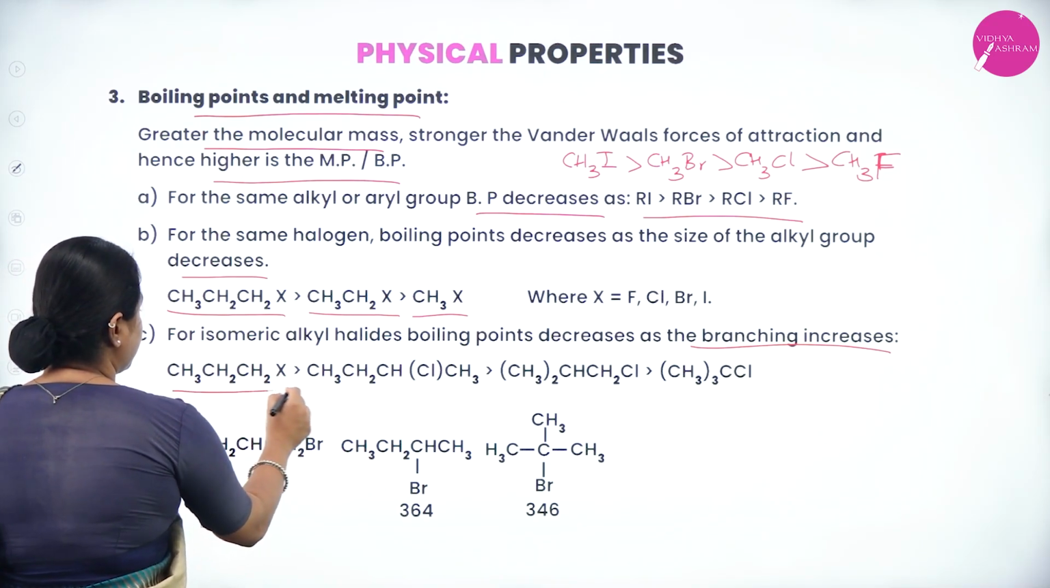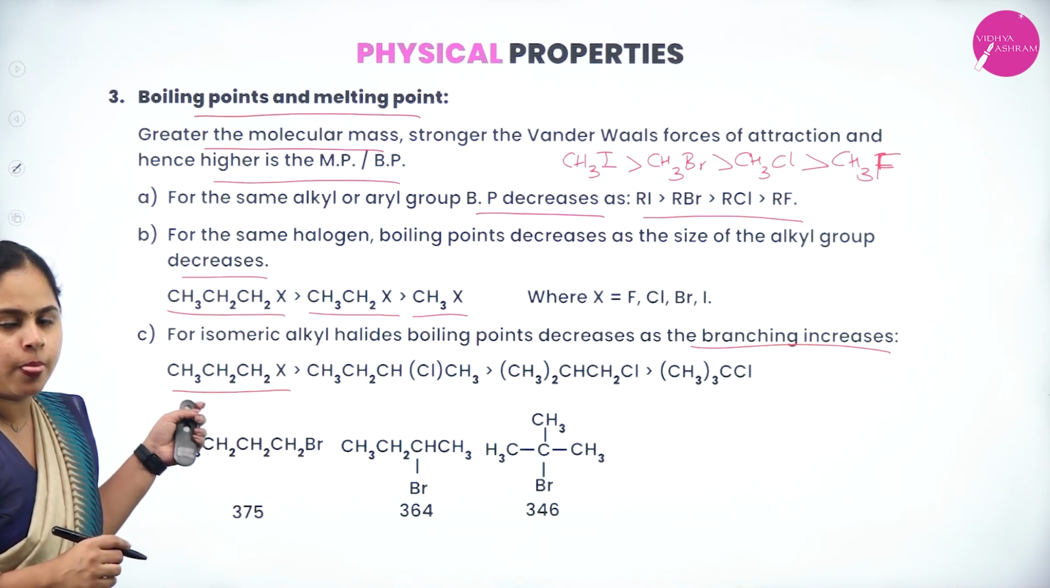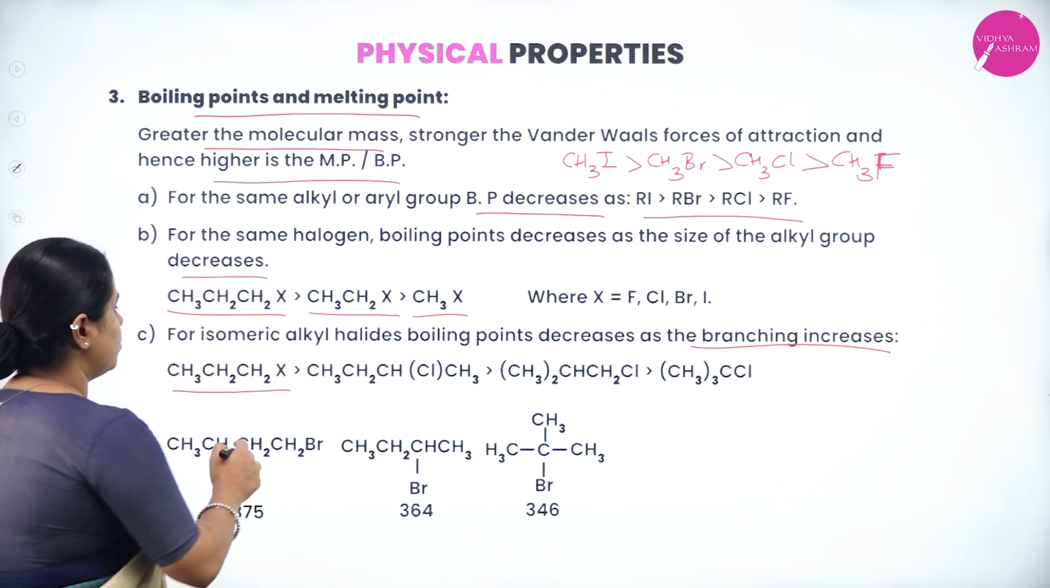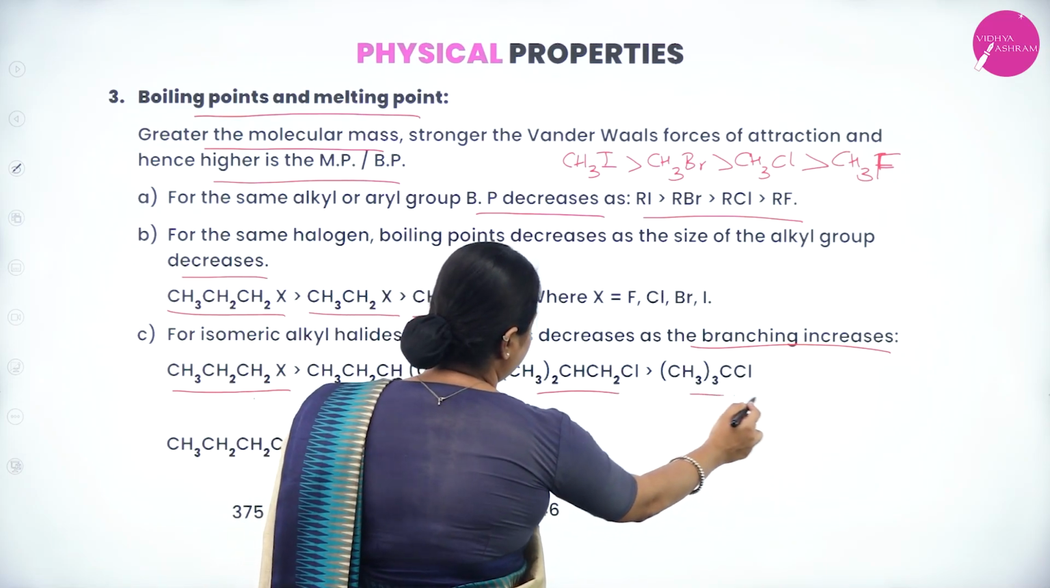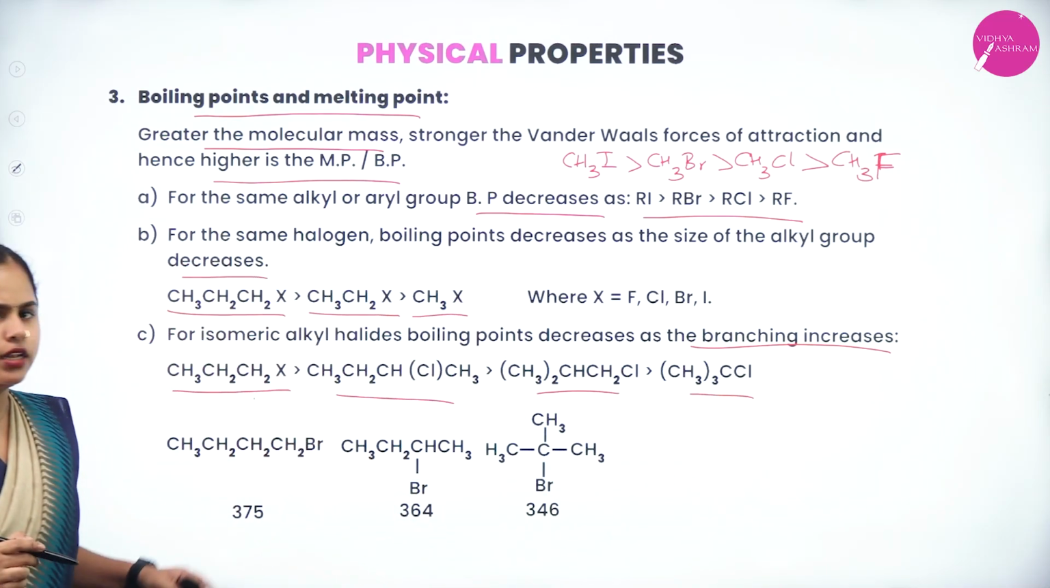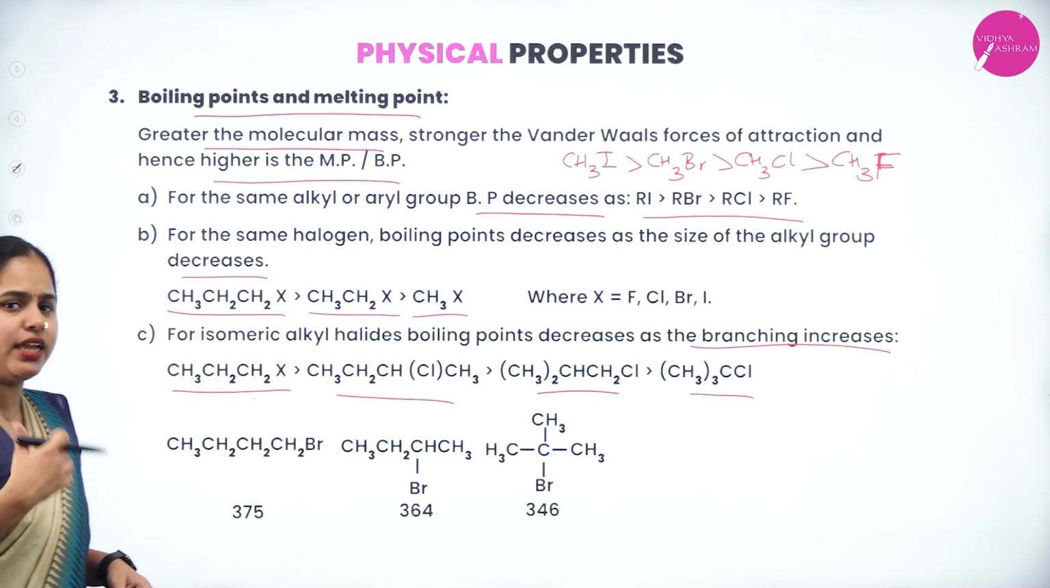The first one, CH3CH2CH2X, is propyl halide. Now this is one form, another isomeric form, another isomeric form, another isomeric form. So this is the order in which their boiling points are present. Now why is it like that?